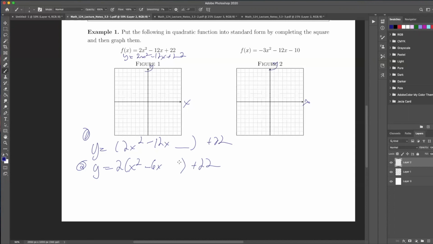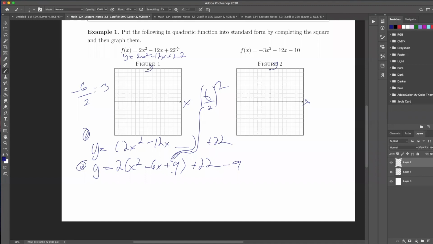All right, so what do I need to put in here? What I need to put in here is b over 2, squared. Here, b is negative 6, so negative 6 over 2 is negative 3, and if I square that, I'm going to get a 9. So I'm going to add a 9 here. But notice if I add 9 here, I need to subtract 9 here.